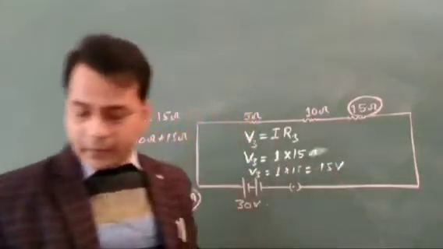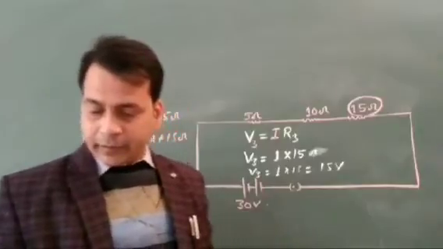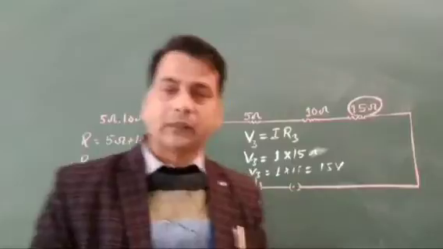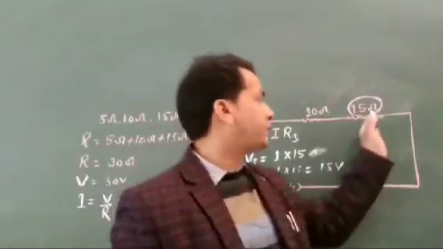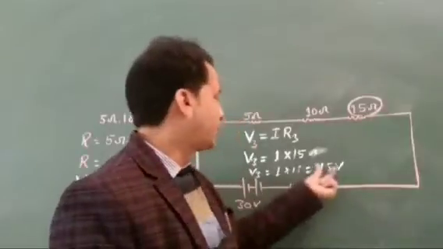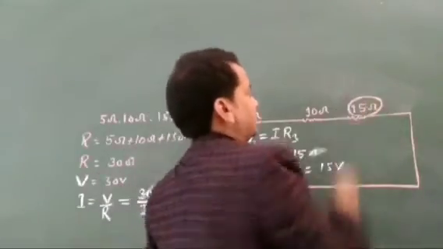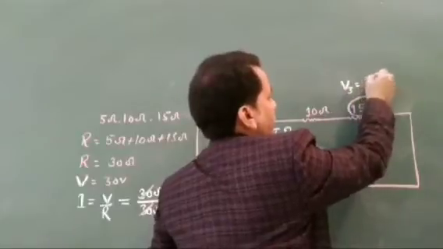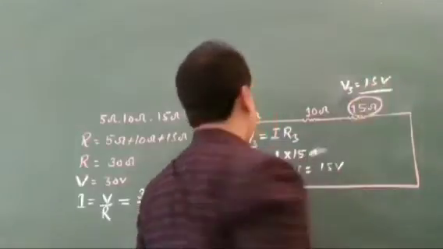According to this question, find the current flowing through the circuit and the potential difference across the 15 omega resistor. So here is the potential difference across the 15 omega resistor, that is 15 volt. Here V equal to 50 volt.